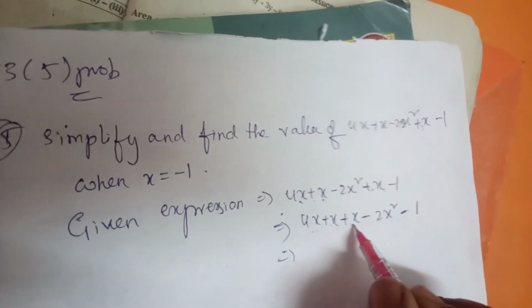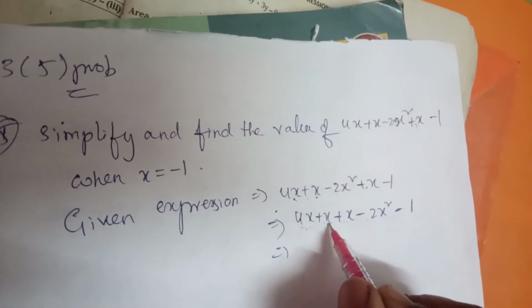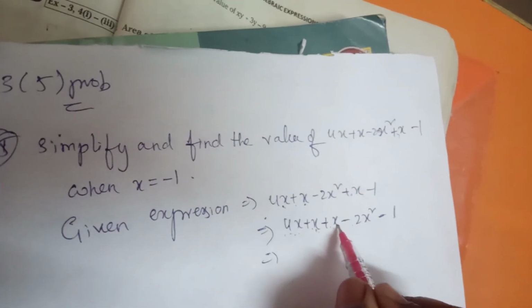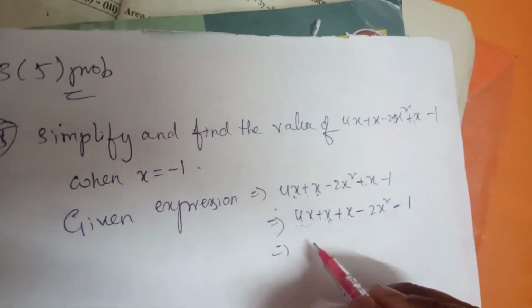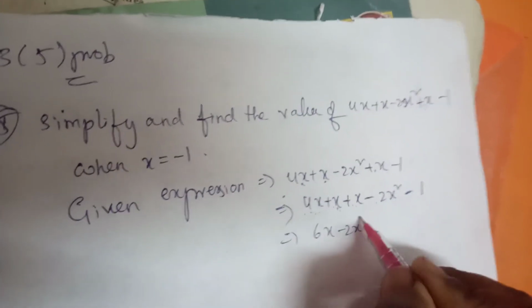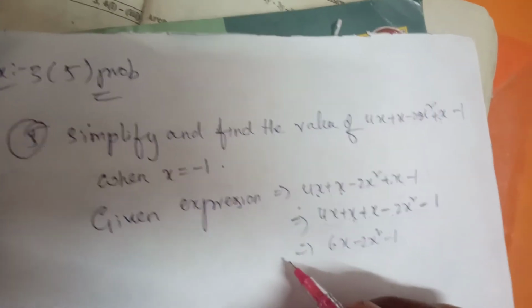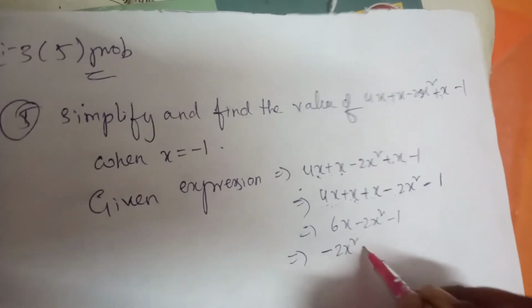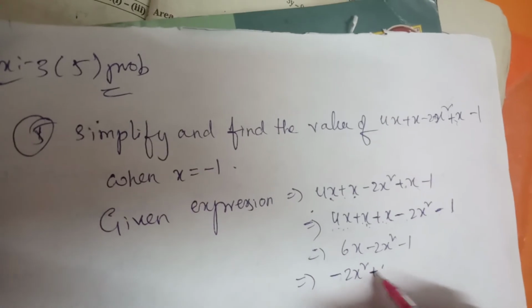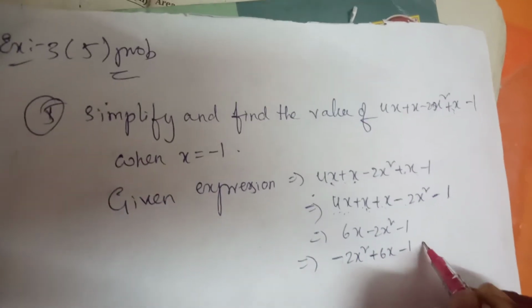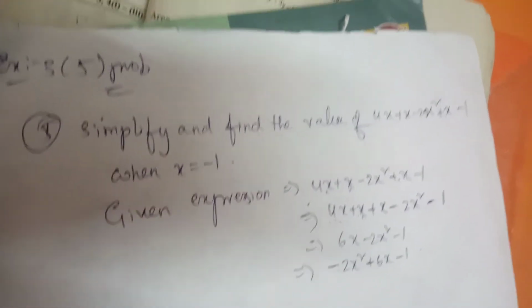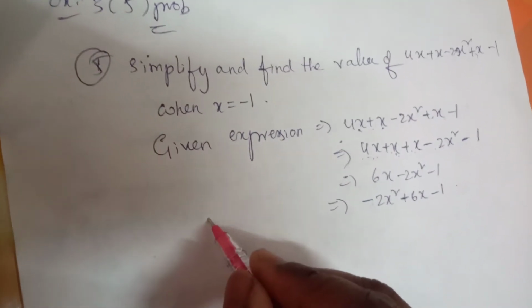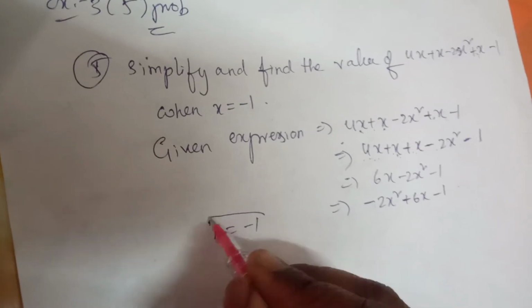4x plus x, how much? 4 plus 1 is 5x. Plus the other x, 6x. So we get 6x minus 2x square minus 1. Write in equation form: minus 2x square plus 6x minus 1. This is the expression we got. From this expression, we are going to give the value x equals minus 1.